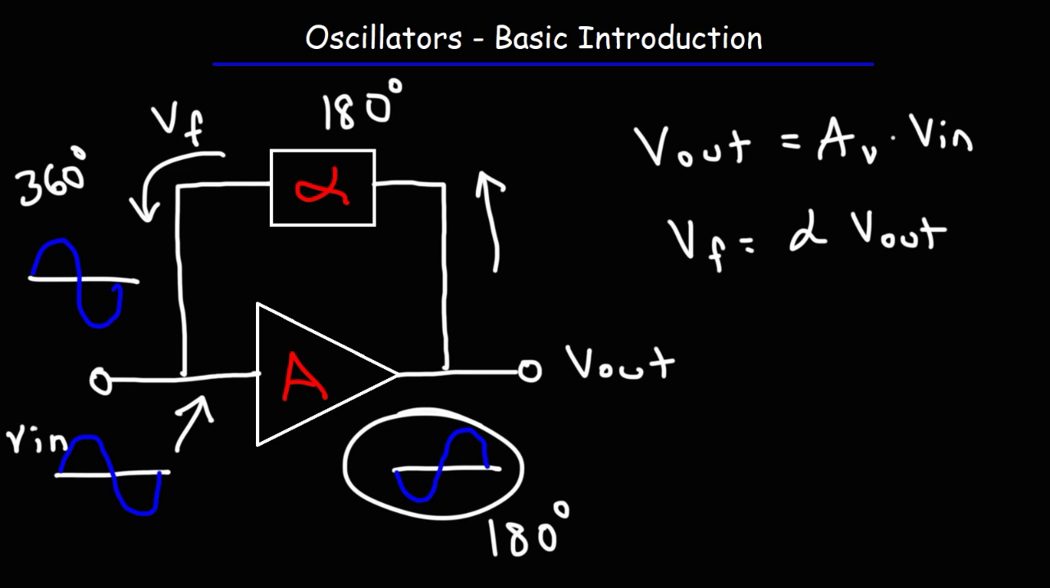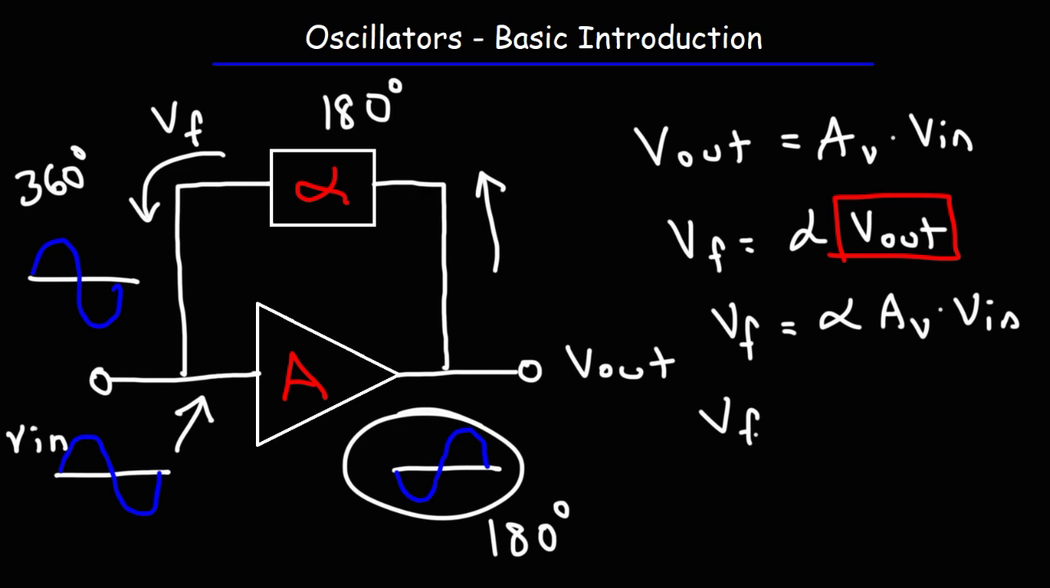Now, we need to determine the loop gain of this circuit. So if we replace the output voltage with what it equals here, we'll get that VF is equal to alpha times the voltage gain times the input voltage. So the ratio of the feedback voltage to the input voltage is equal to alpha times AV. It's the product of the attenuation factor and the voltage gain of the amplifier.